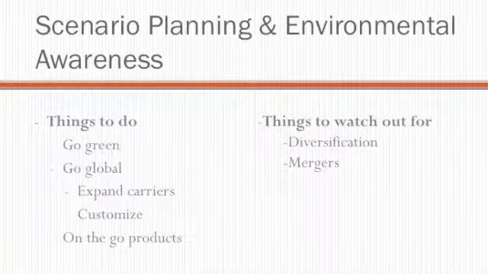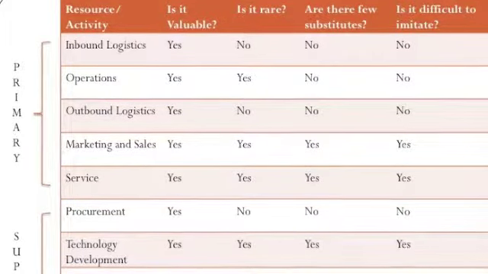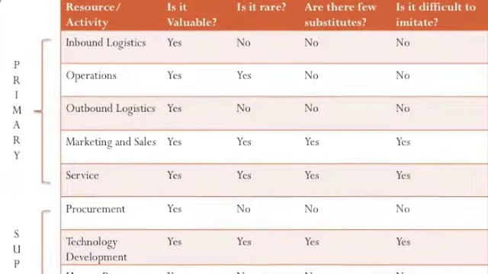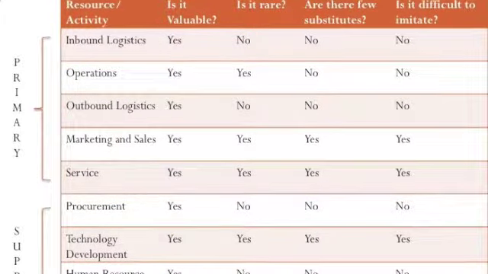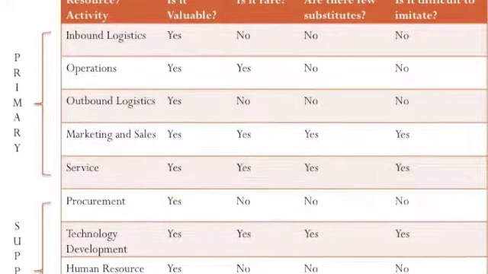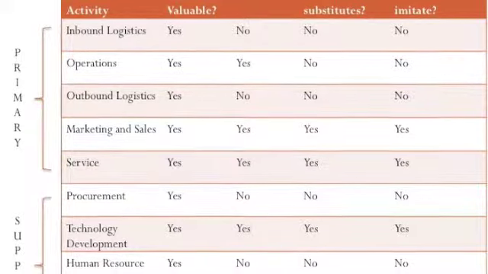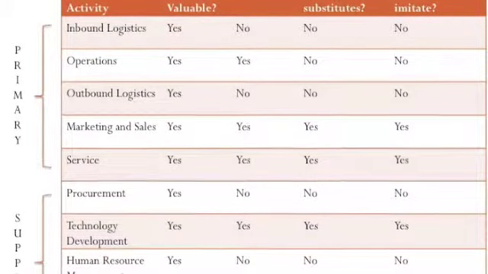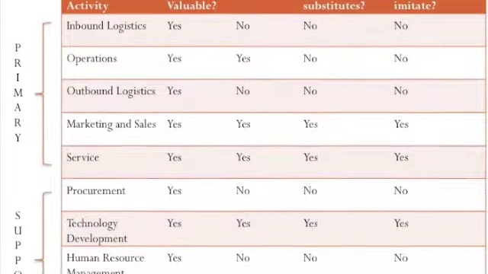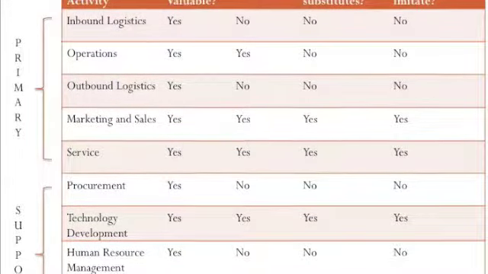Things Apple should watch out for are diversification and mergers for the future. Apple currently has 3 sustainable competitive advantages, 1 temporary competitive advantage, and 5 competitive parities. General administration, human resource management, procurement, outbound logistics, and inbound logistics are competitive parities. While they add value to Apple by adding to the efficiency or effectiveness of the company, they are not rare and do not offer a unique advantage that cannot be imitated by another company.